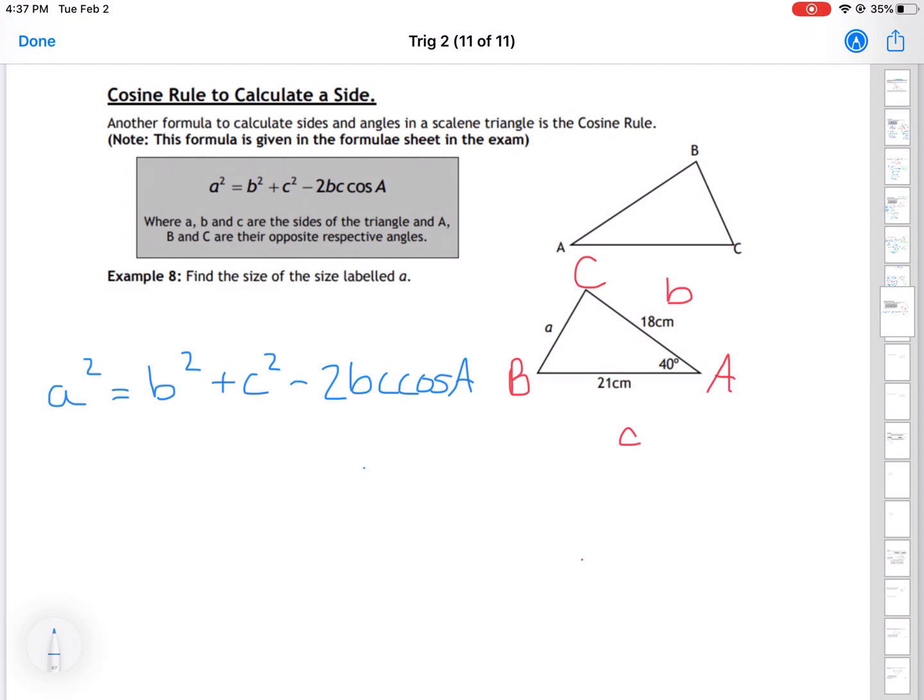Okay, these a, b's and c's are not the same a, b's and c's we use with Pythagoras' theorem. That's only used with right angled triangles, which is why we're adding them together here rather than subtracting from the c.